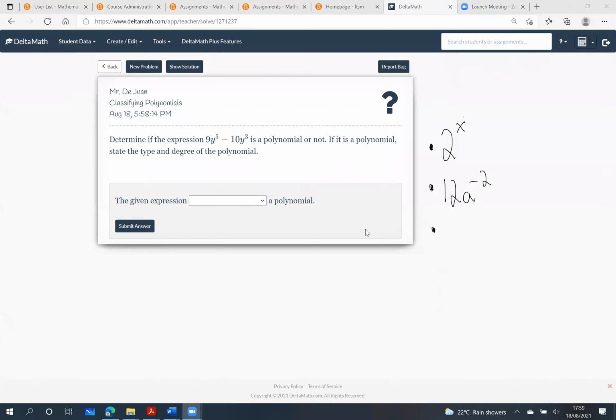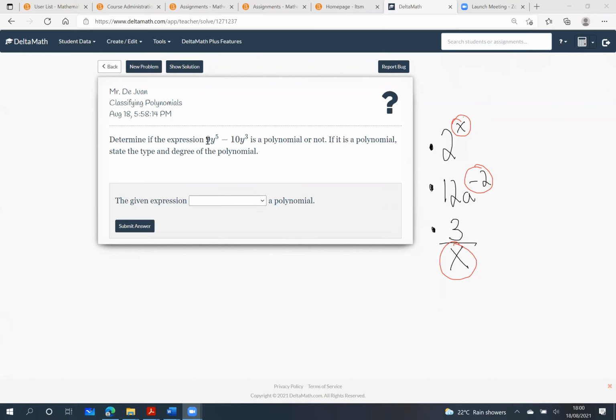And the third rule is that we cannot have a variable in the denominator. So as a reminder, it cannot have a variable in the exponent. We cannot have a negative exponent, and we cannot have a variable as the denominator. Knowing those three rules, everything else will be a polynomial except for those three rules.